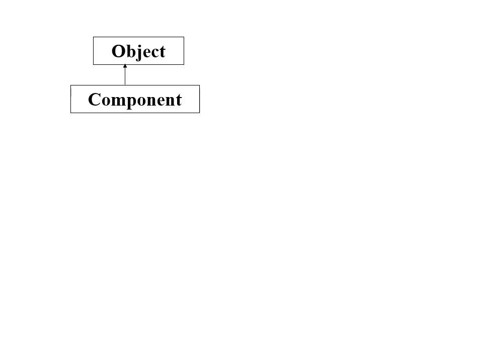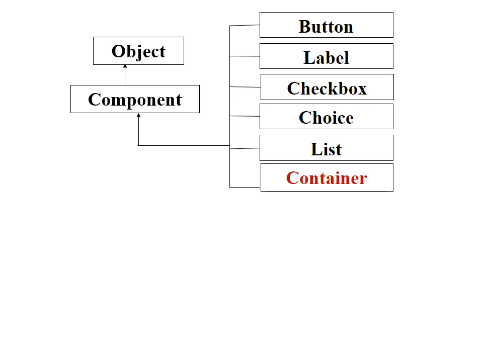There are various different classes which are derived from component class. As we can see in the figure, button class, label class, checkbox, choice box, list box, all these are derived from components, and these classes interact with the user.